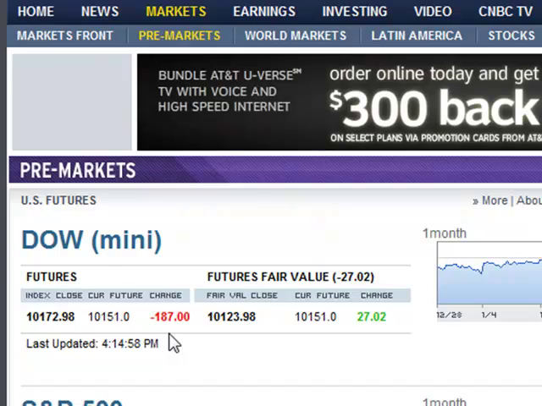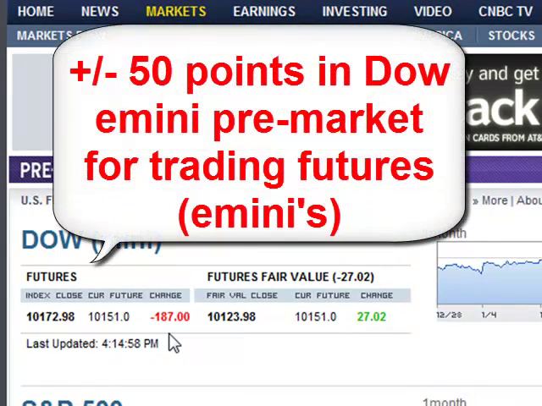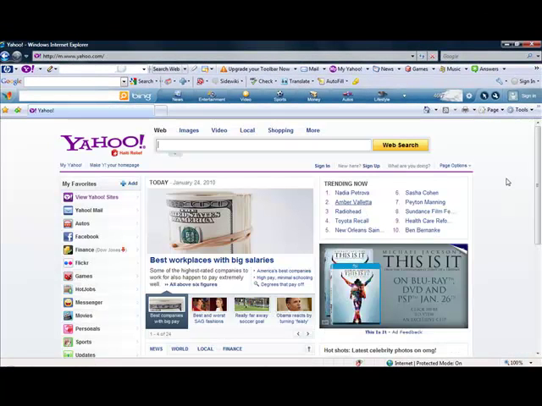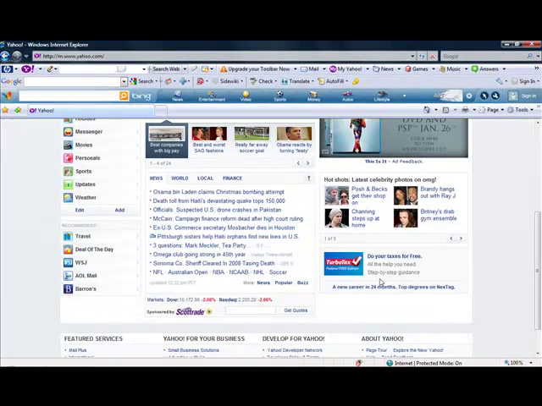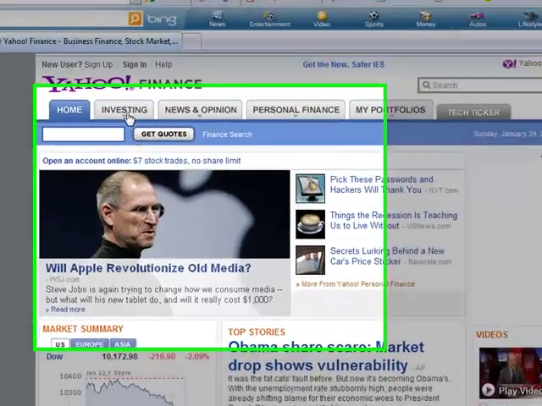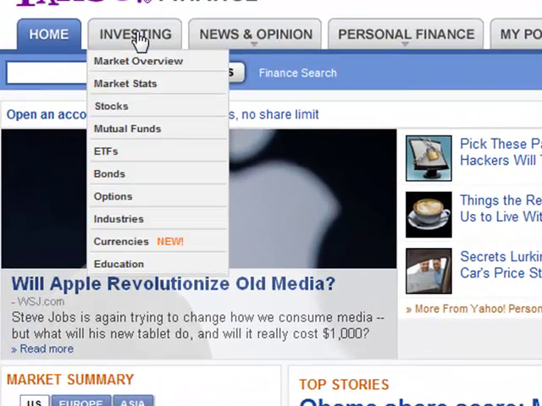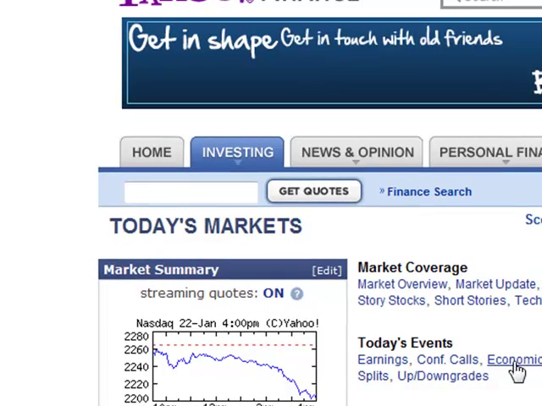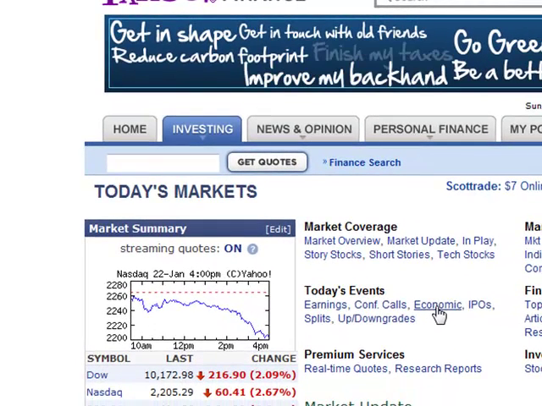But that's the first stage. So you're looking for the Dow E-mini pre-market to be at least plus or minus 50 points 10 to 15 minutes prior to open. The next location I would look for information is my Yahoo website. I just go to their Markets tab and click on that. Then when it opens up that window on the Investing tab, I will click on Investing. Once that opens up, under Today's Events, I want to click on the word Economic.